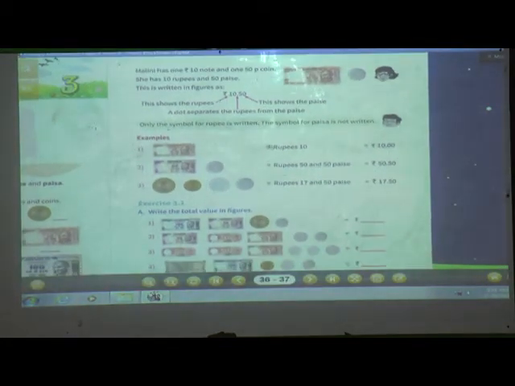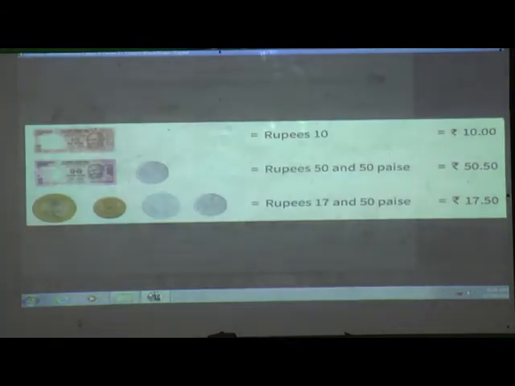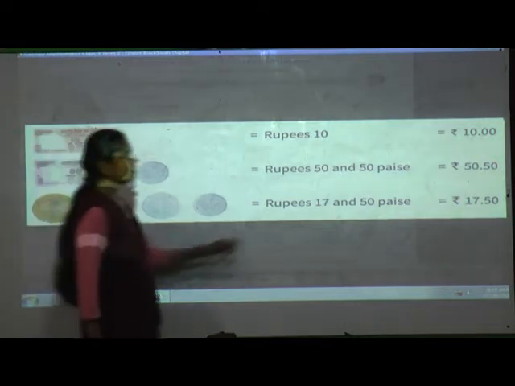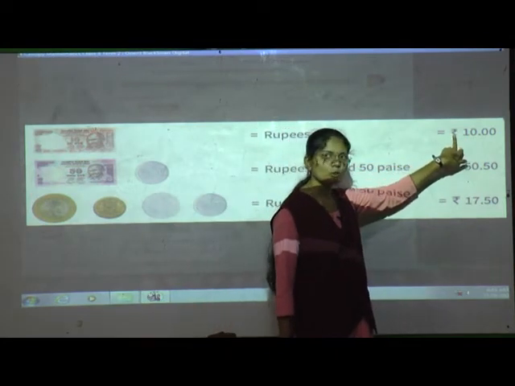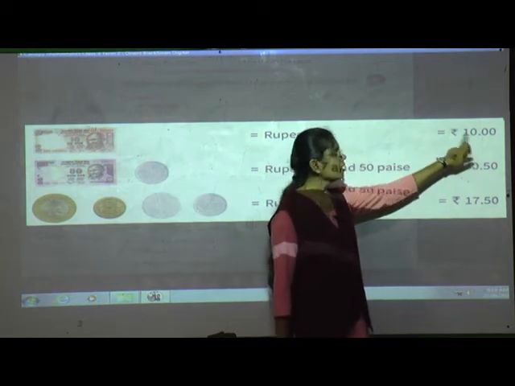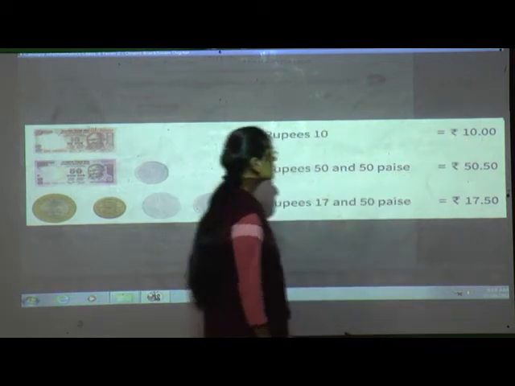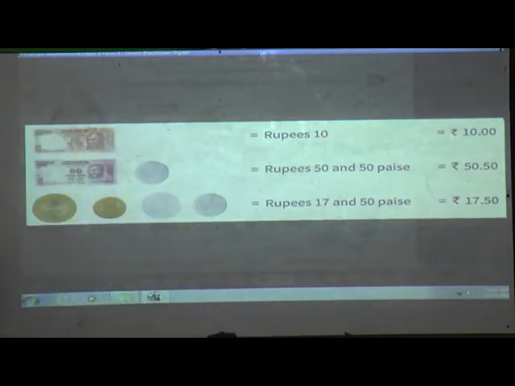Now here some more examples are given. We will see one by one. Look at the board here. See the first note. This is the note of 10 rupees. So how will you write this? Rupees 10. Or else you can write it in this way also. In the figure, this symbol stands for rupees. So it is rupees 10.